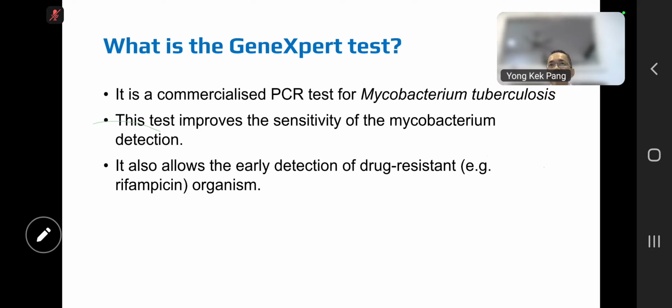What about the GeneXpert, which is a commercialized PCR test for Mycobacterium tuberculosis? Obviously, the test is going to improve the sensitivity because you are going to multiply the copies of the genetic material. The other advantage is also that it allows the early detection of drug resistance by identifying certain unique pieces of genetic material.